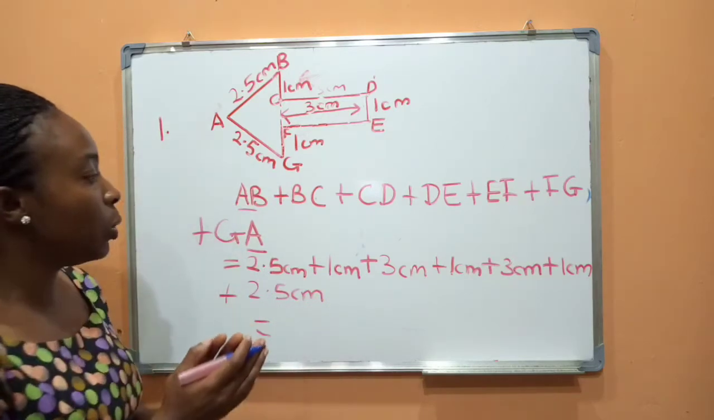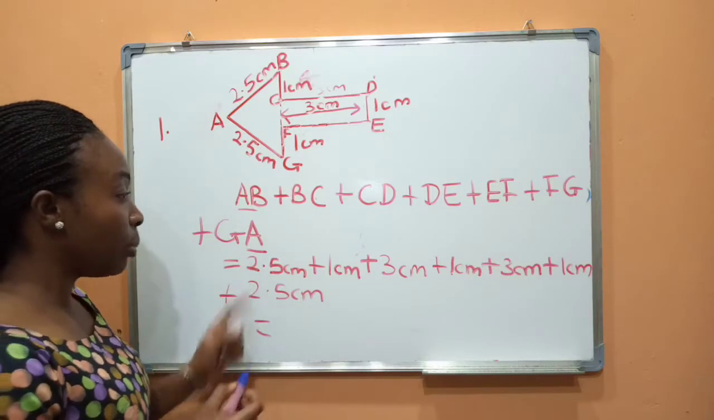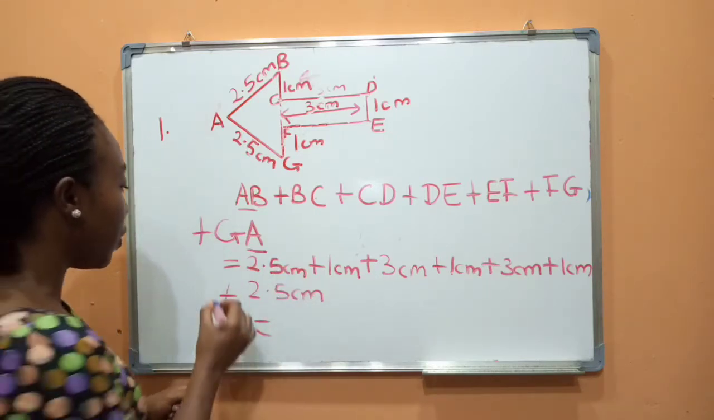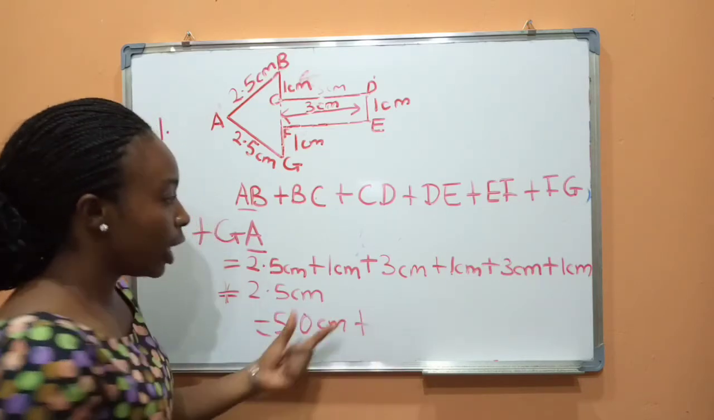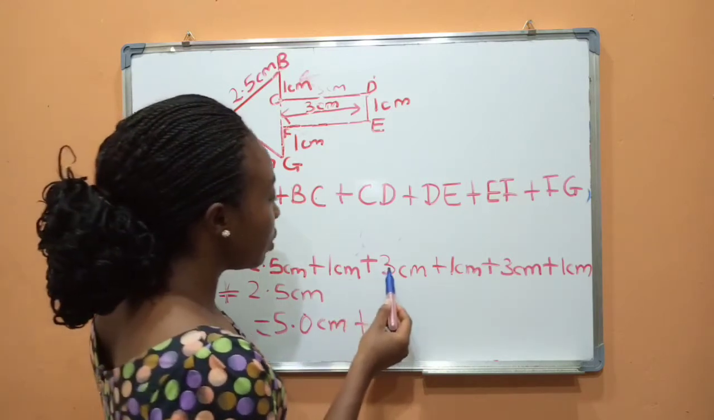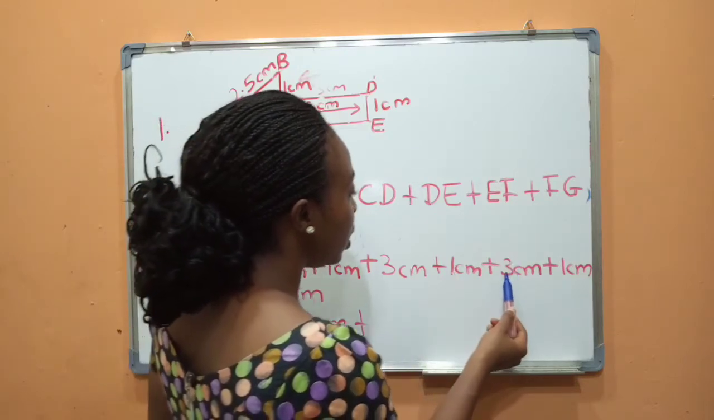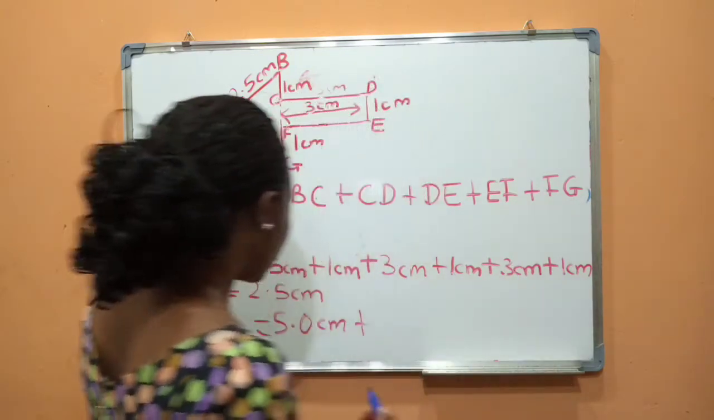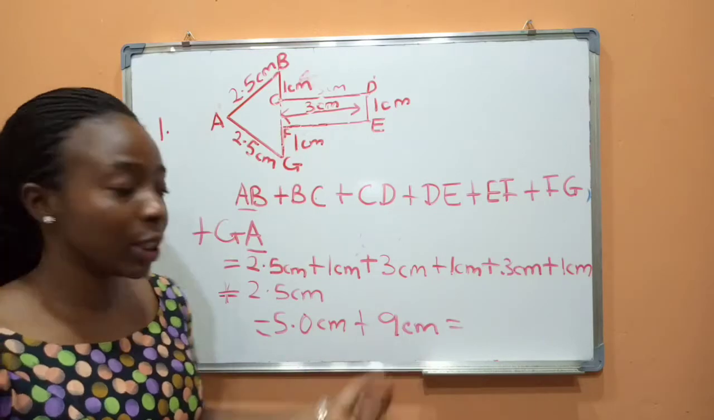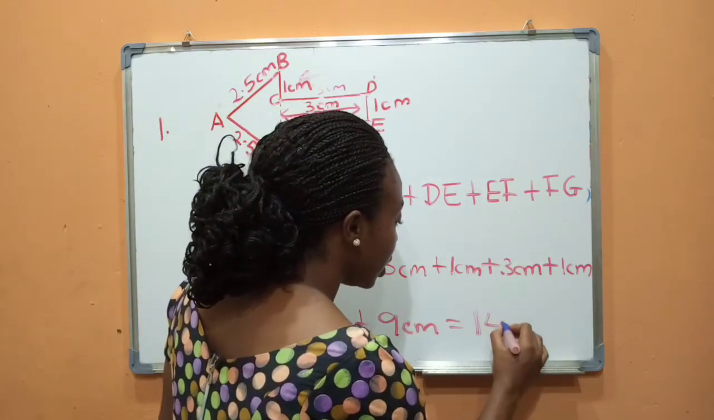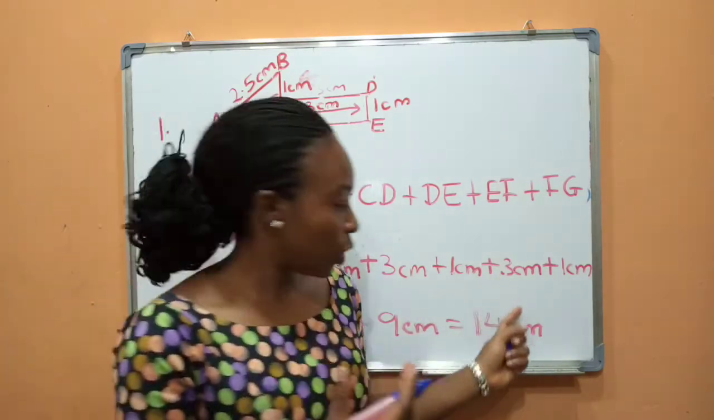Now we've succeeded in doing this. The next thing we need to do is to sum them up. To make our job easier, let's start by summing up the decimal numbers. If we say 2.5 plus 2.5, we're going to have 5.0 centimeters. Then let's sum up the whole numbers. We have 1 centimeter plus 3 centimeters gives us 4. 4 plus 1 gives us 5. 5 plus 3 gives us 8. 8 plus 1 gives us 9. So we have 9 centimeters. By the time we say 5 centimeters plus 9 centimeters, it's going to give us 14 centimeters. So this is the perimeter of this shape. The answer is 14 centimeters.